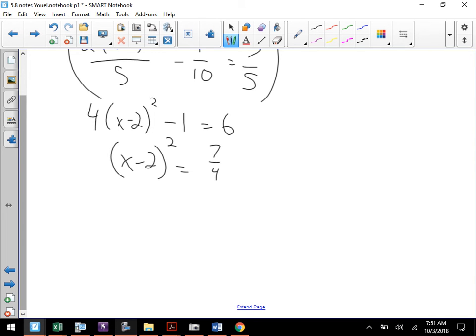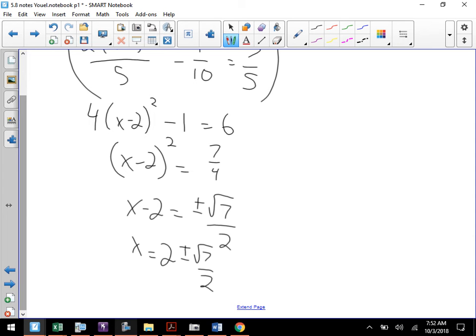This one I made sure that when you took a square root, your denominator would have to be rationalized. Guess what's the square root of 4? 2. We wind up with x minus 2 equals plus or minus root 7 over 2. And then all you have to do is add 2. And you were done. Okay.